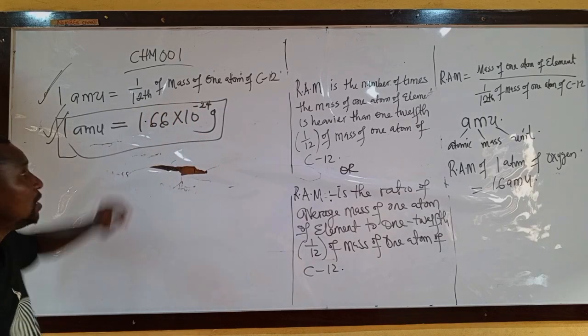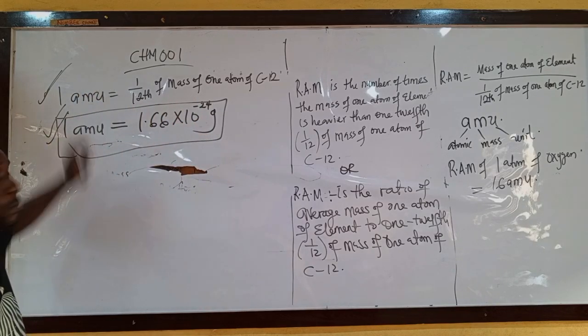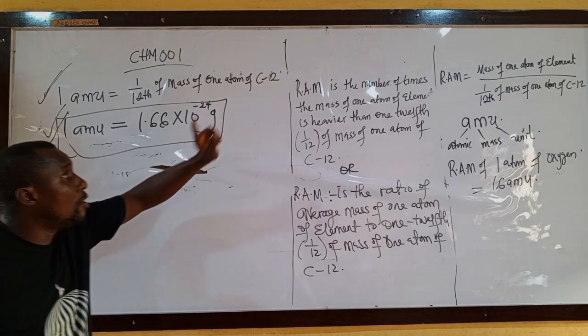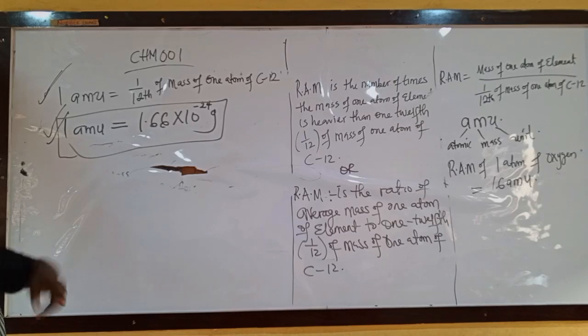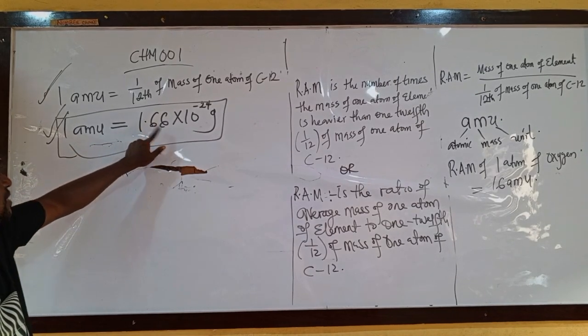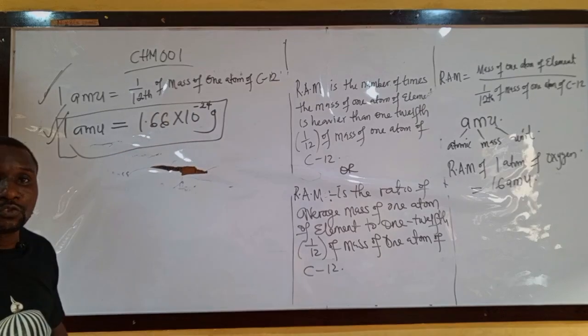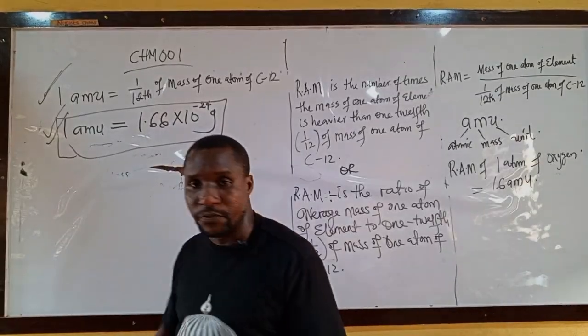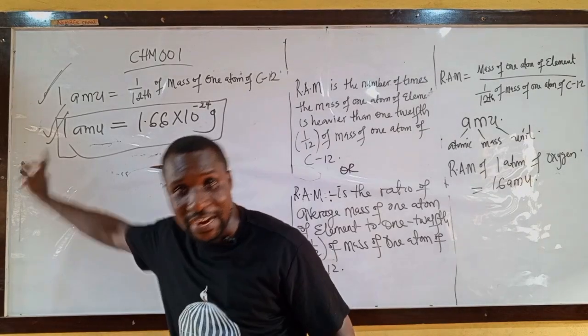How do we have this? Please keep this in your mind. 1 AMU is 1/12 of mass of one atom of carbon 12. And experimentally, 1 AMU is 1.66 times 10 raised to power minus 24 gram. Let me prove this for you to show that we are right.